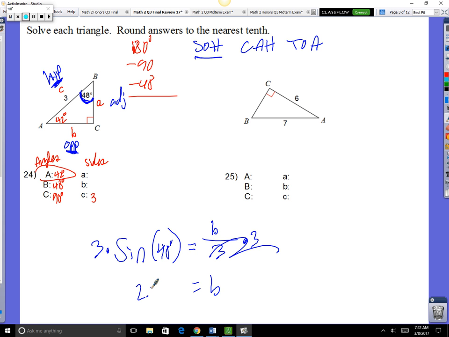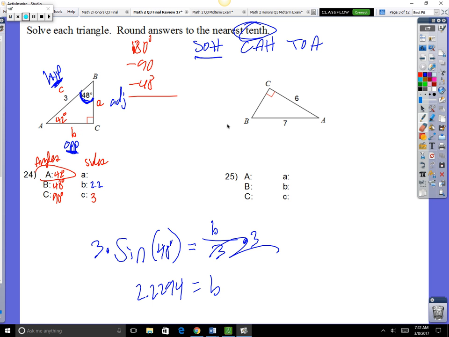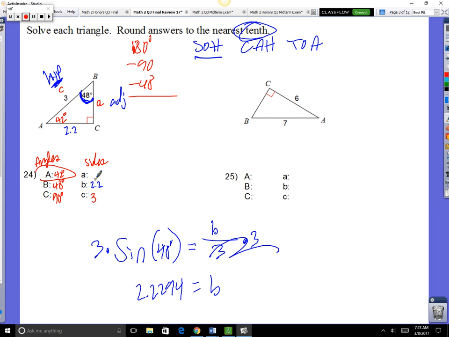And that is like 2.2294. And they want to go to 1 decimal spot. So B we could call 2.2. And now once you know 2 sides of the triangle, if you prefer, you could always do Pythagorean theorem. So this is 2.2. So I know 2 sides of the triangle. I can go a squared plus b squared is c squared. And that'll give you the answer.